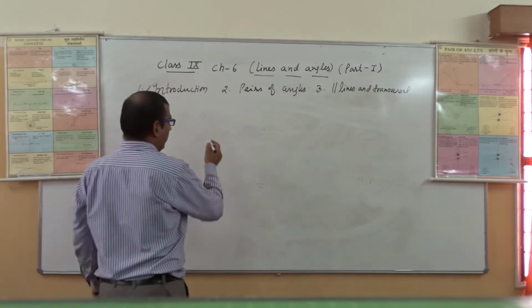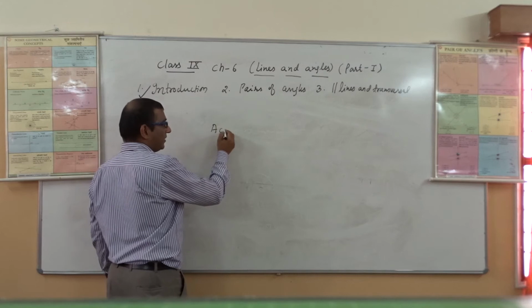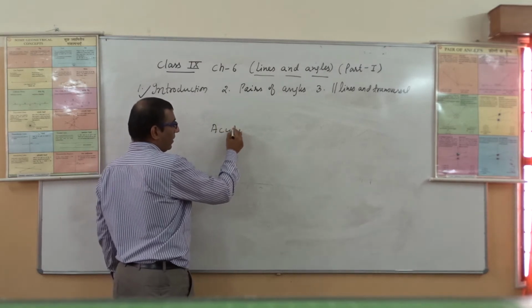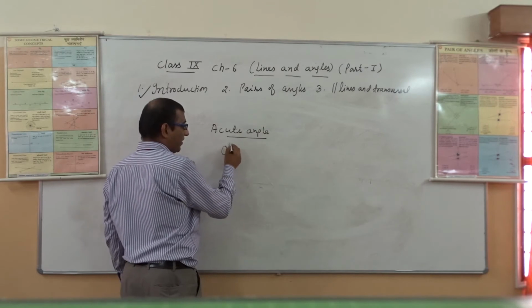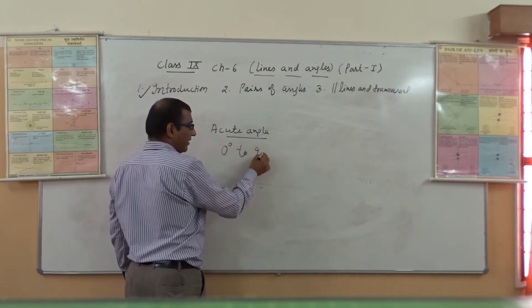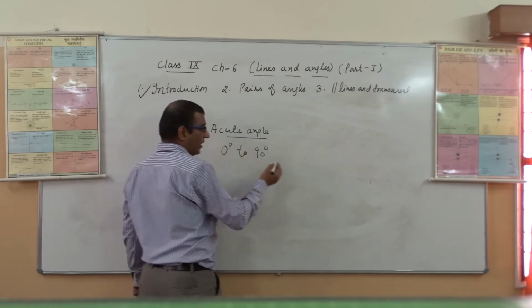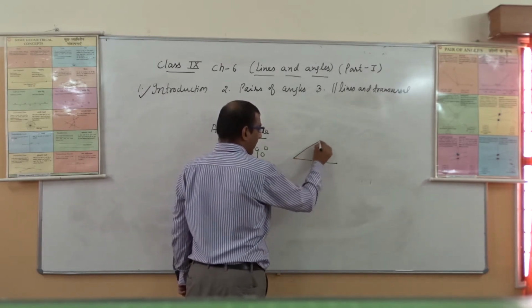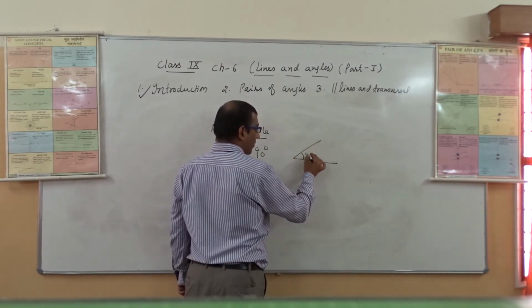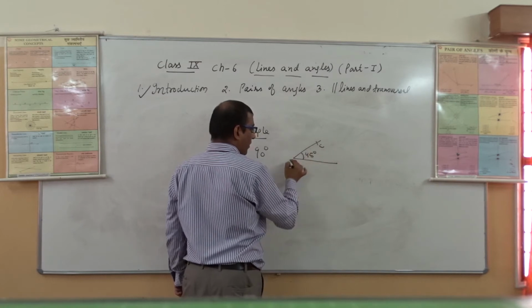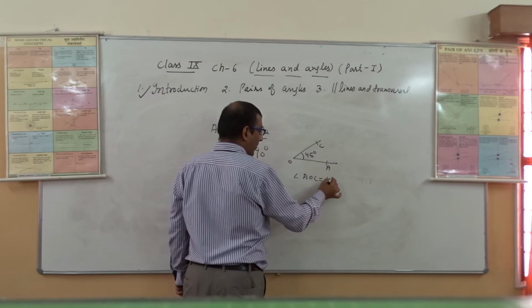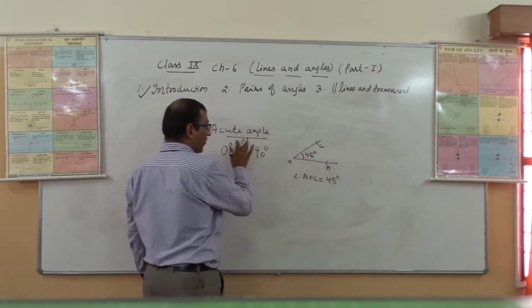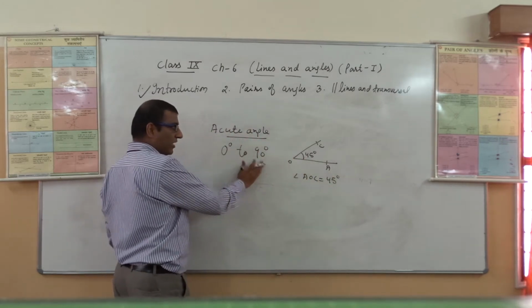Then we will come to a very simple thing, that is acute angle. If the angle lies between 0 degree to 90 degree, that type of angle is known as acute angle. As you see here, this is the angle of 45 degree, angle AOC equals 45 degree. It is an example of acute angle because it lies between 0 to 90 degree.